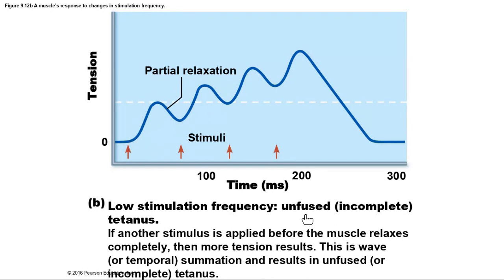Okay. Now, the reason this is called unfused tetanus is because look at this line here. The line is not all straight. And this is another reason why this is called wave summation. Wave summation, okay? This is not a straight line, okay? So it's considered unfused. This line is not fused. It's not all one line, so that's called unfused.